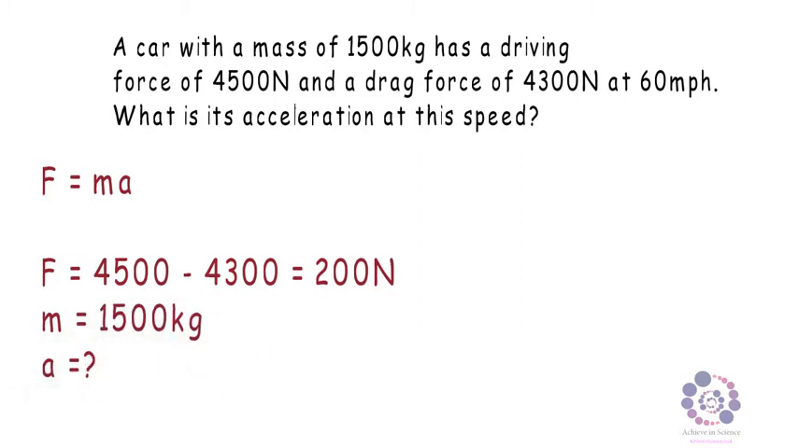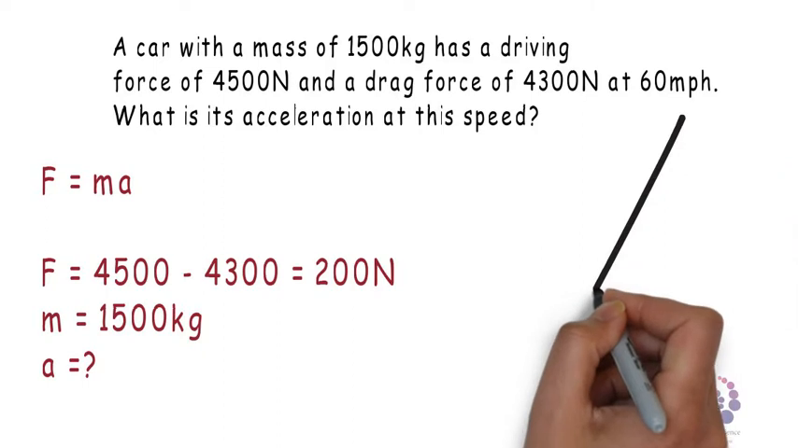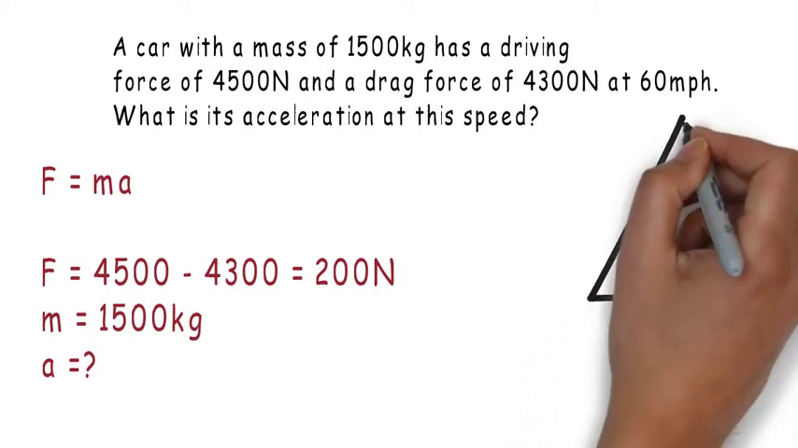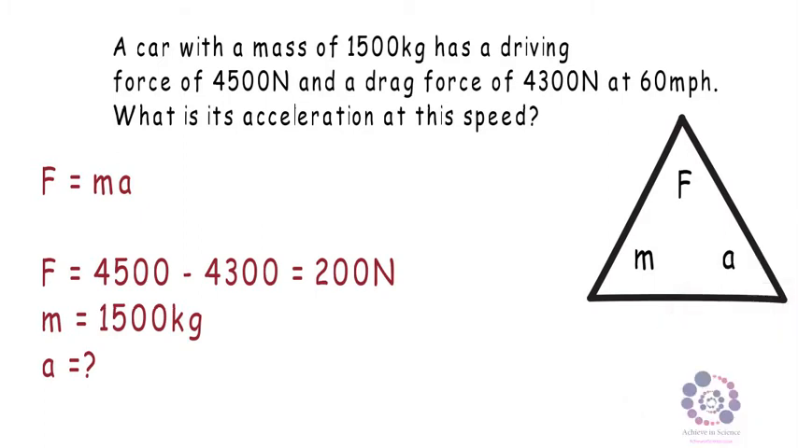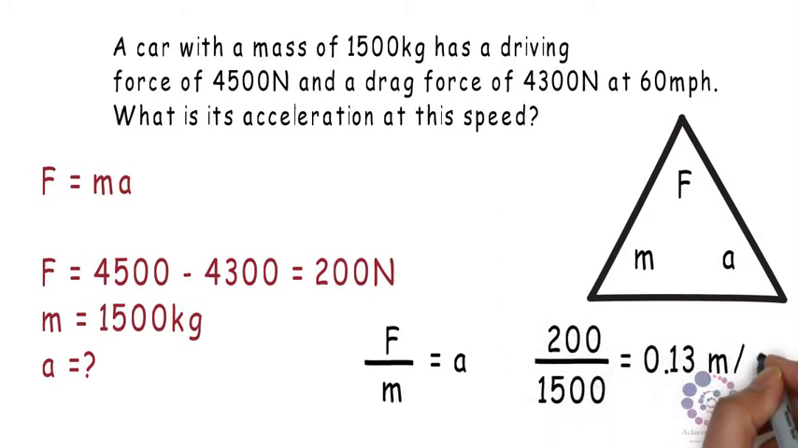Well, use the equation, input the values that you know. First of all, resultant force, you have to subtract the two together to work out 200 newtons. The mass is 1,500. And then rearrange the equation using the triangle. Therefore, F divided by m equals a, so that's 200 divided by 1,500 equals 0.13 meters per second squared is the acceleration.